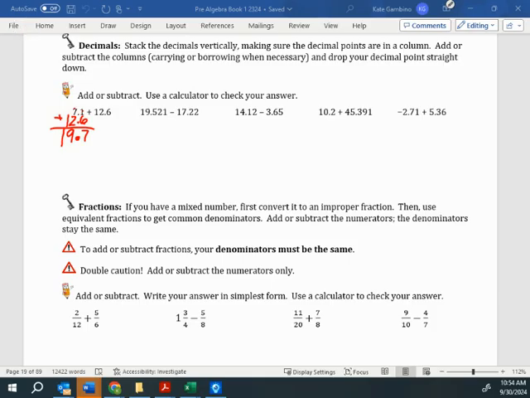Eleanor? I have a question about the last page about the calculator. Are there negatives on the calculator? I would have to look at your calculator.